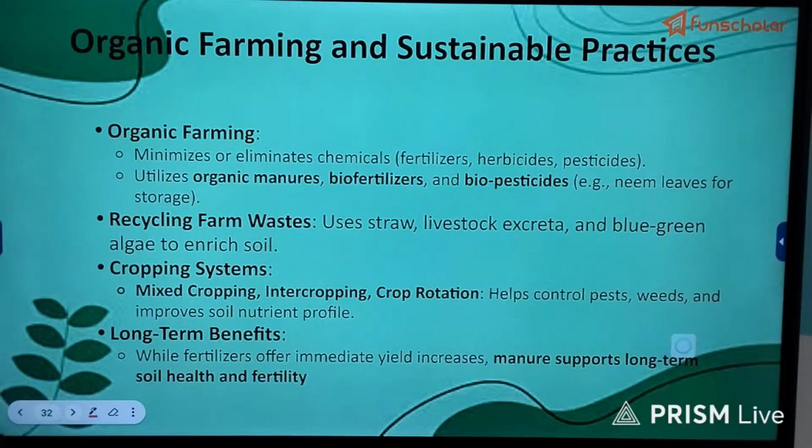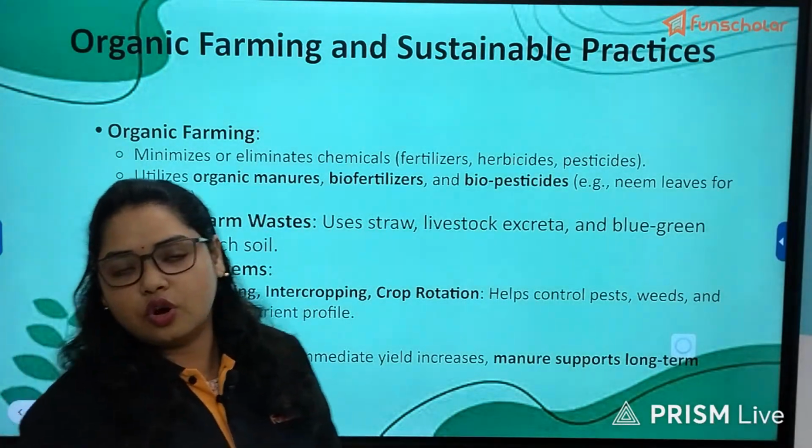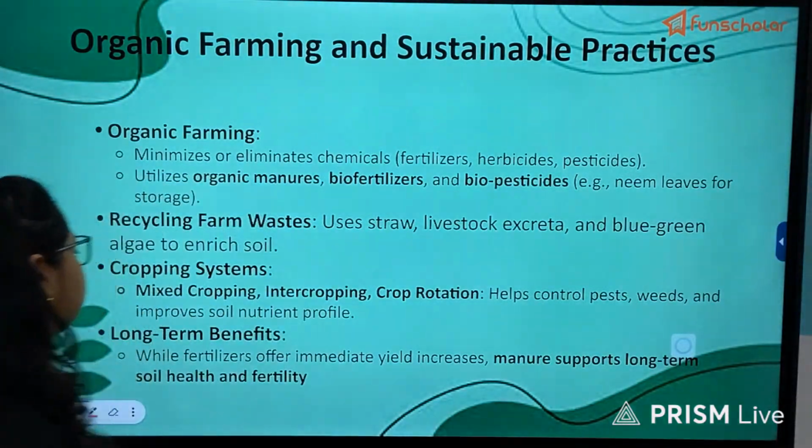Recycling farm waste by using straw, livestock excreta, and blue-green algae to enrich the soil. This can be done by making compost and vermicompost.